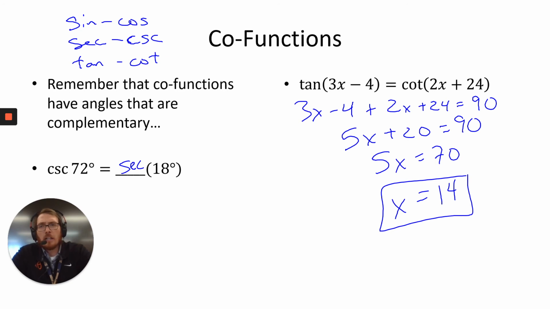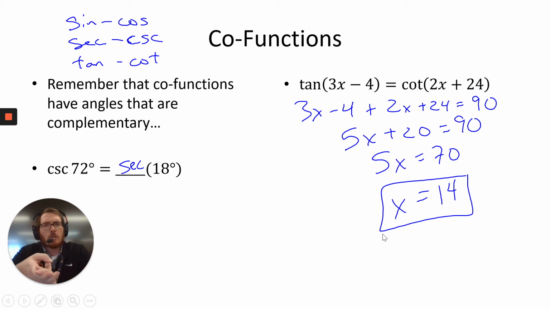Reiteration about cofunctions. Remember, they're complementary. So in this question here, I didn't tell you what the trig function was, but you see the angles add up to 90, and cosecant and secant are cofunctions. This next one, tangent and cotangent, are cofunctions, so they add up to 90 degrees. Just add up the pieces, set it equal to 90, and solve for x, and that will give you the answer of x equals 14.